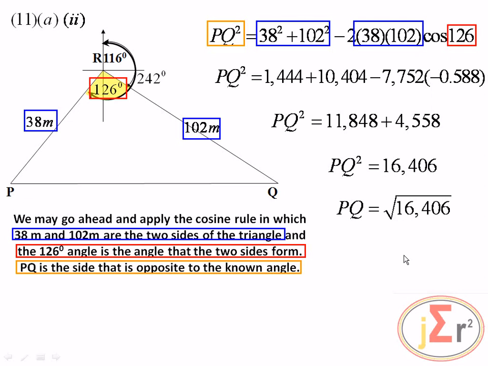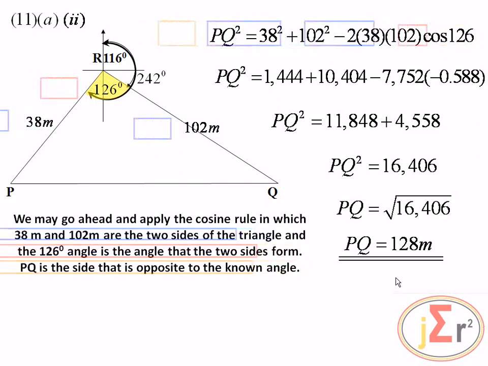16,406. And do not forget that when square roots occur, they occur in pairs. But why do we only have one right here? Because we are talking about the length of a side of a triangle. That cannot be negative. We will pretend as if the negative square root does not exist in this particular case. So PQ is equal to 128 meters.